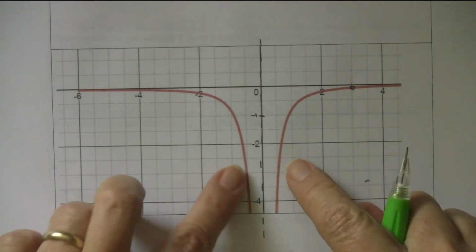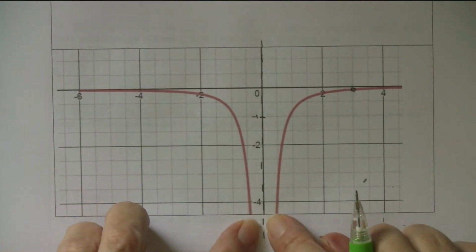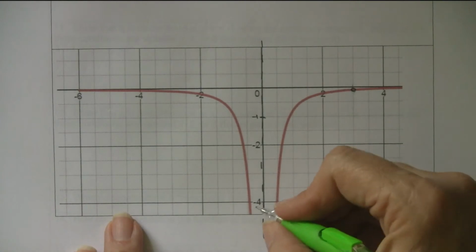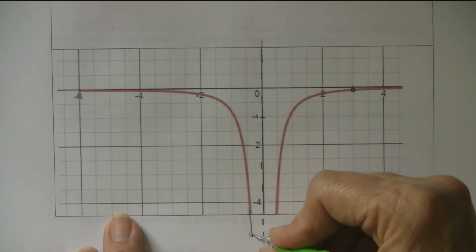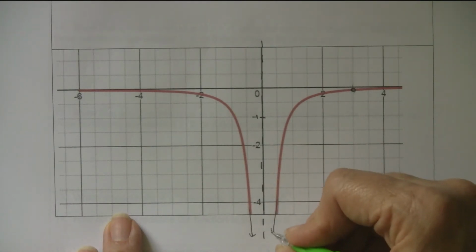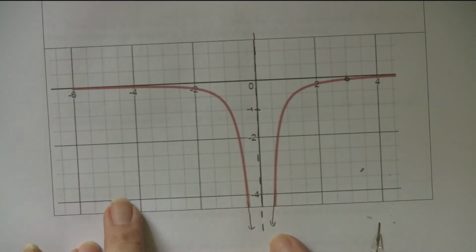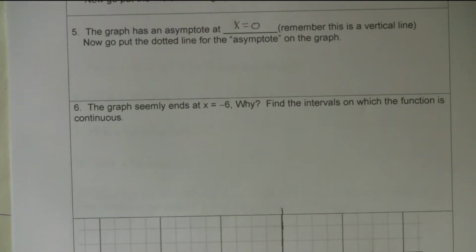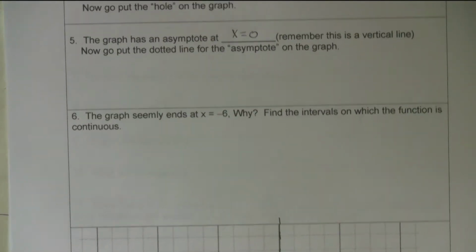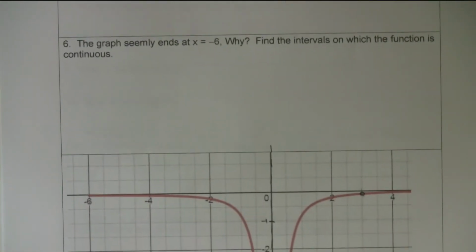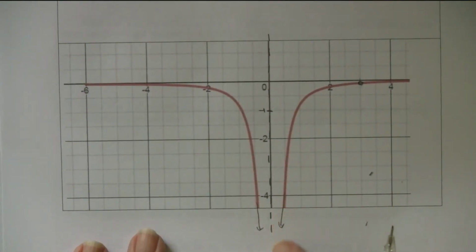And you can see that the two sides, remember we said that as we got closer to 0, it was going towards negative infinity. And so you can see that it's going towards negative infinity, right, as it goes off the graph there. So we did that. So we put our dotted line to show our asymptote, dot, dot, dot, there it is.